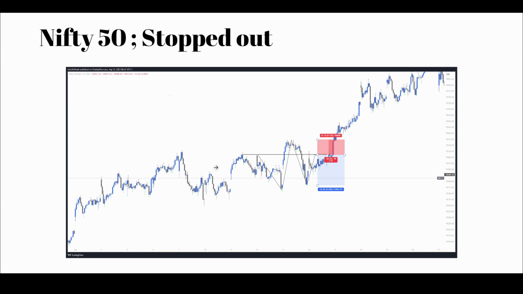Okay, so better is to trade with the direction of a trend rather than trading against the trend. You definitely can take these trades, but what if you start taking trades here? Okay, that time what will happen, your stop loss will get hit. Okay, so better to go with the trend.